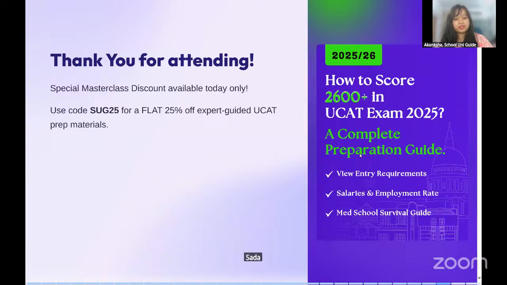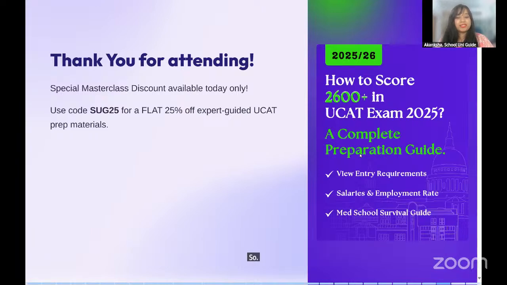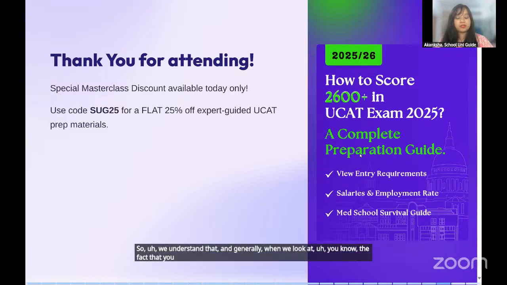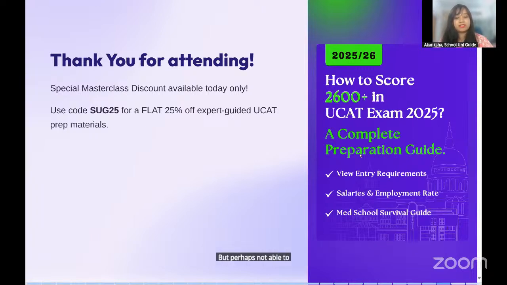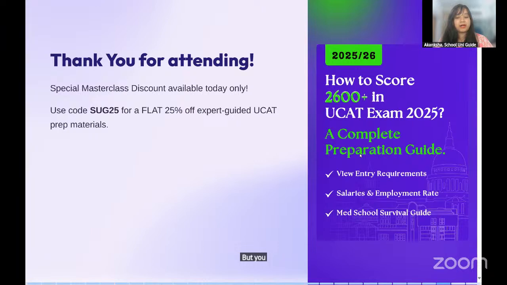Sarah has a question. I've been practicing VR a lot, but my scores keep varying a lot. One day I'll do well, and the next I'm back to struggling. How can I become more consistent with only a month left? So we understand that, and generally when you are performing well in certain mocks but not able to replicate that performance, it's because you have aced certain topics and you're really good at them, but you haven't properly covered the concepts in certain difficult topics.